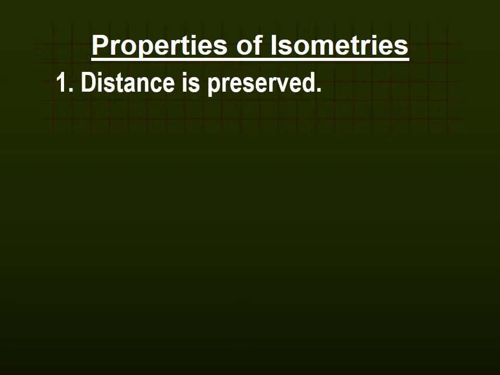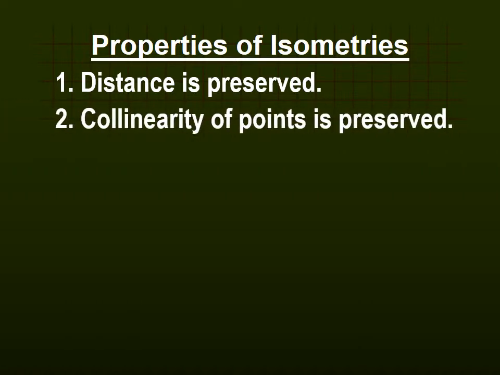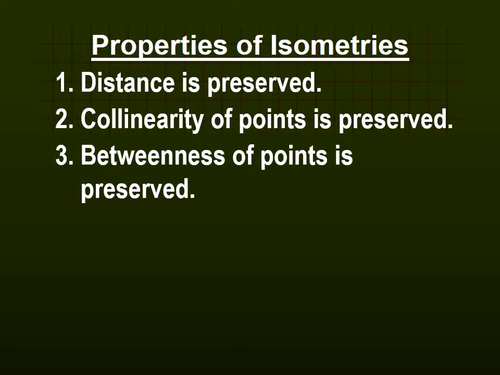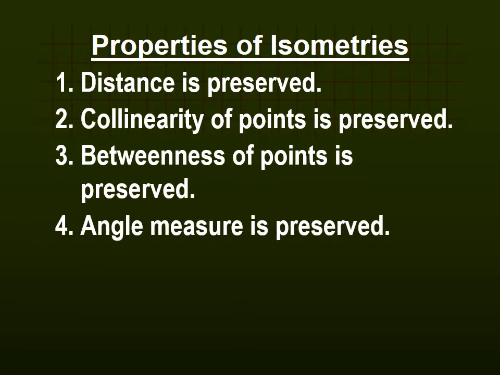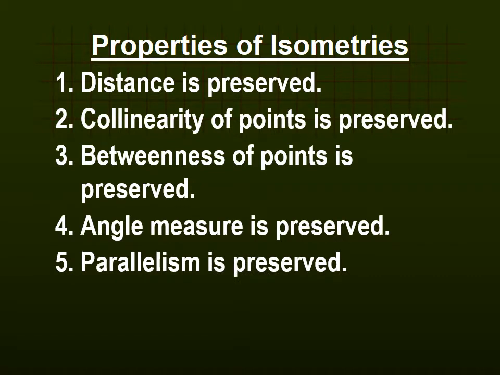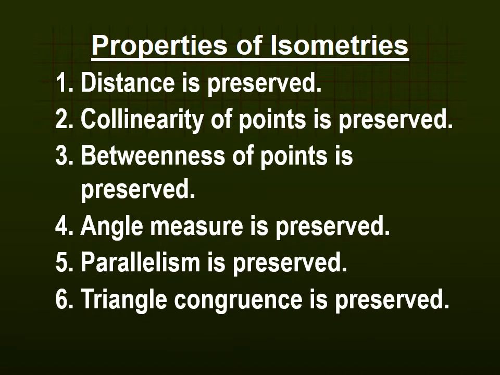So there are 6 properties of isometries. The first property is that distance is preserved, right? And in fact, that's part of the definition for isometries. And the next property is that the collinearity of points is preserved. So if 2 points are on the same line of the preimage, those 2 points will also be on the same line in the image, right? And so our third property is the betweenness of points is preserved, which makes sense since distance is preserved. And the fourth property is that angle measure is preserved. Again, if distance is preserved, it makes sense that angle measure is also preserved. The fifth property is that parallelism is preserved. And the sixth one is that triangle congruence is also preserved. So all of these properties make sense if we define isometries as distance being preserved, right? They kind of follow suit, all of these other properties.